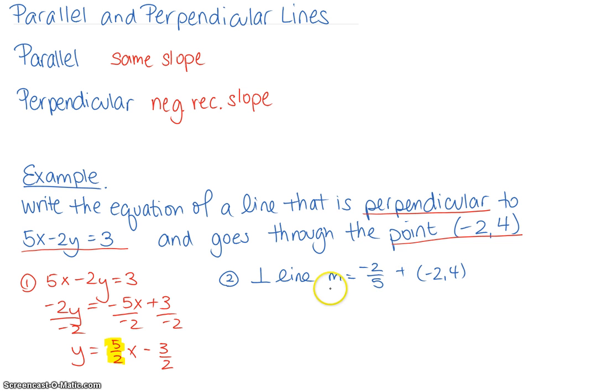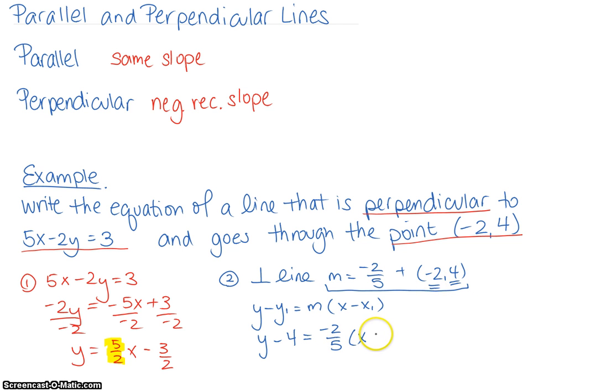So now that we have those two pieces of information, we can then put it into one of the formats of the lines. Given that we're given a point and a slope, it's easiest to use the point-slope format and fill in the details that we have. Y minus 4, where 4 is your y coordinate. M is going to be negative 2 over 5, and then x minus negative 2 becomes x plus 2.